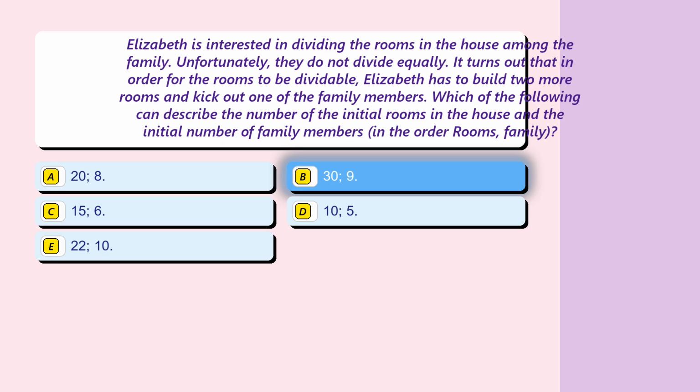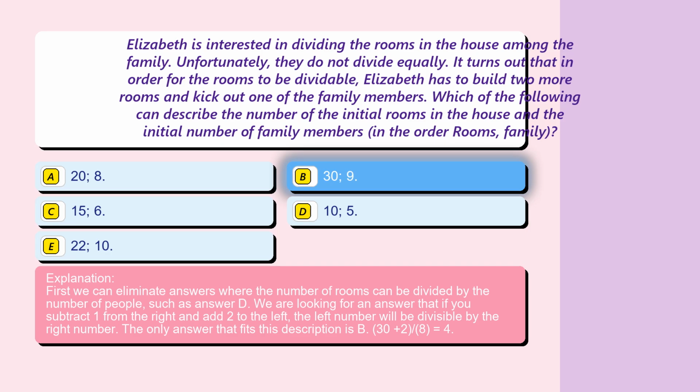The correct answer is option B, 39. First, we can eliminate answers where the number of rooms can be divided by the number of people, such as answer D. We are looking for an answer that if you subtract 1 from the right and add 2 to the left number will be divisible by the right number. The only answer that fits this description is B, 30 plus 2, divided by 8, equals 4.